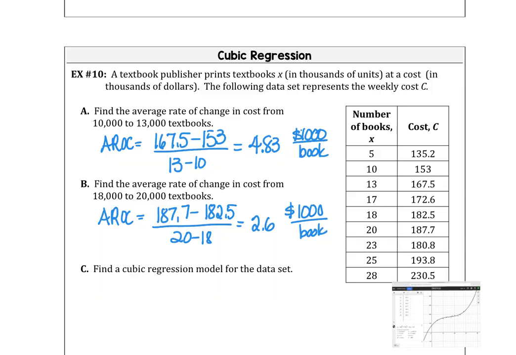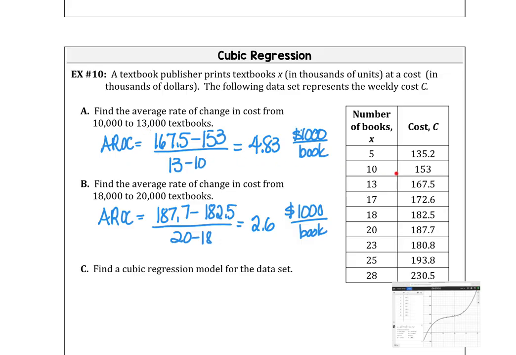Okay, for example 10, we have a textbook publisher that prints textbooks in thousands of units at a cost in thousands of dollars. And we've got the table here with the cost, and our job is to find the average rate of change in the cost from 10,000 to 13,000 books.